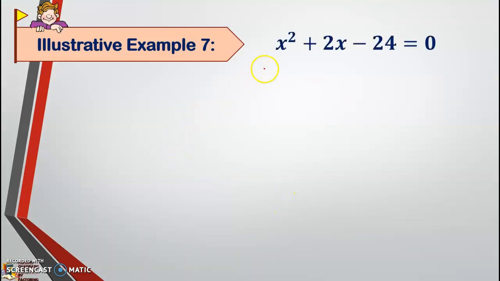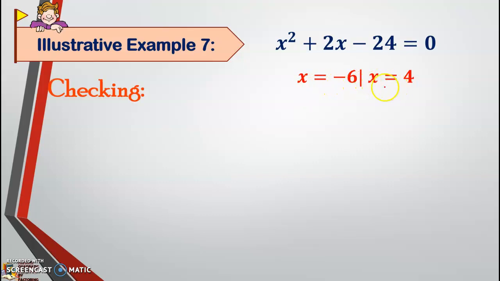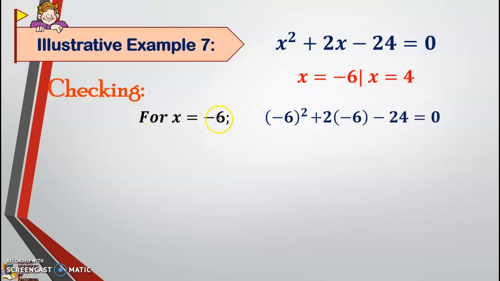To do the checking, x squared plus 2x minus 24 equal to 0, with x equal to negative 6 and x equal to 4. We substitute the values into the original equation. Negative 6 squared plus 2 times negative 6 minus 24 equal to 0. This one is 36, this one is negative 12. So 36 minus 12 minus 24 is just 0.